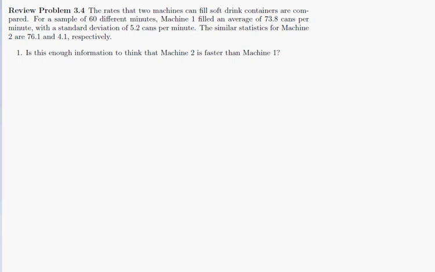In this problem, we take a look at problem 3.4 that considers a hypothesis test involving two different averages. Let's first classify this. This is a hypothesis testing problem. We're trying to determine if machine 2 is faster than machine 1. It involves an average, specifically two different averages, and so this is a two-sample problem.